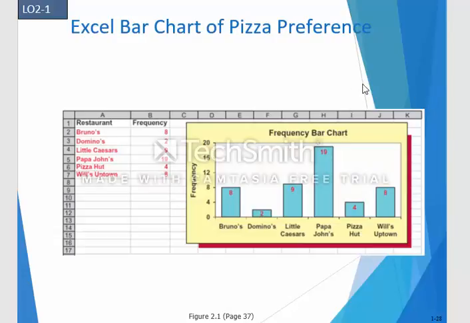From there, we could do a bar chart. A bar chart, also known as a bar graph, also known as a histogram. You've probably seen this one place or another, so I feel like we all know what a bar chart is. If you guys have any questions, give them to me. The height is based upon the frequency of each category. So Bruno's has a height of 8, Domino's 2, and so on and so forth.